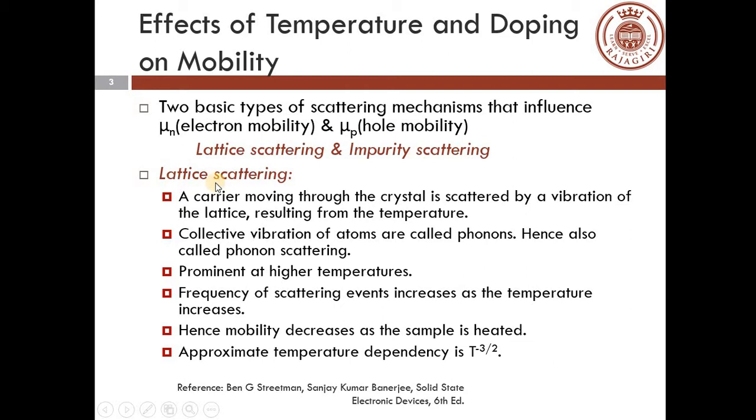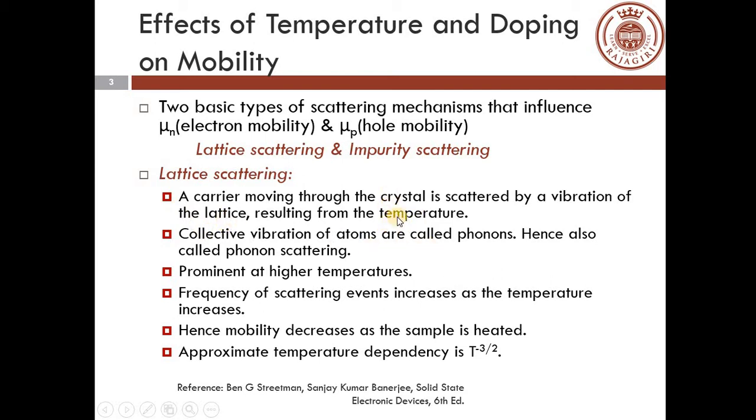Now let us see what is lattice scattering. At very high temperatures, the crystal lattice is thermally agitated. Therefore, a carrier moving through the crystal is scattered by a vibration of this lattice. This is called lattice scattering. At high temperatures, the frequency of lattice scattering increases. As the frequency of scattering increases, the mean time between scattering decreases.